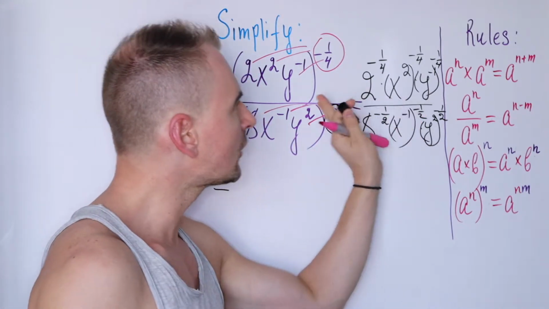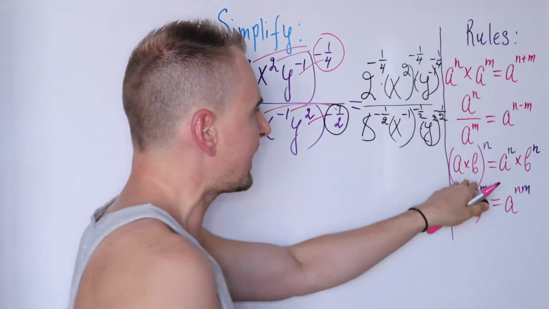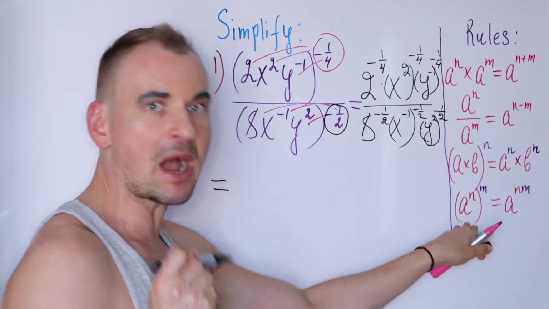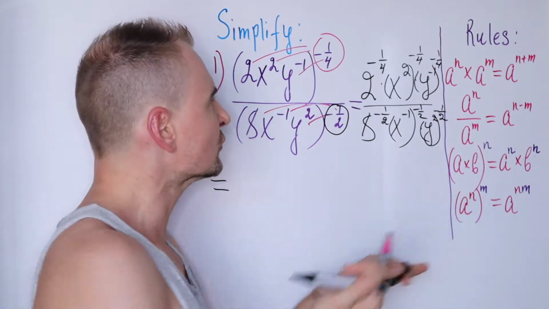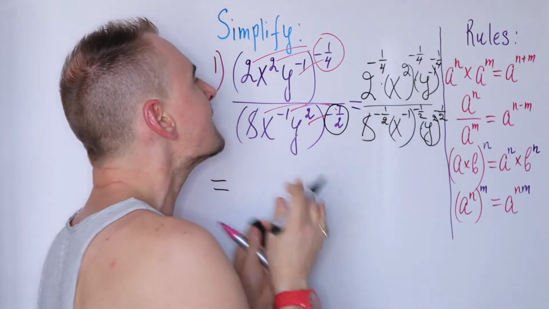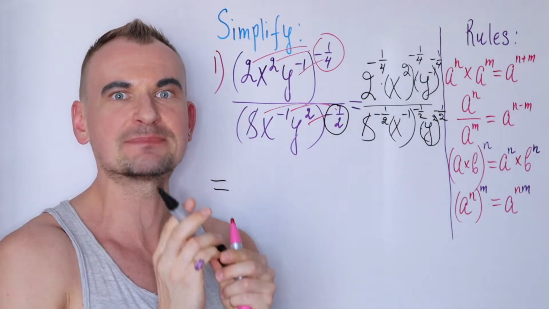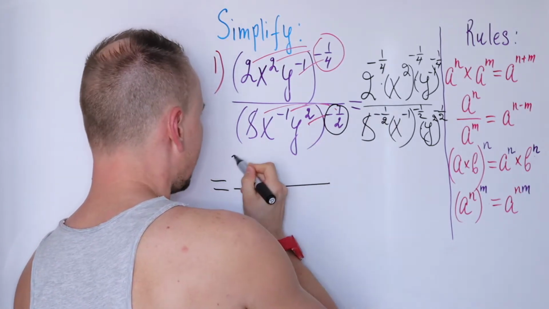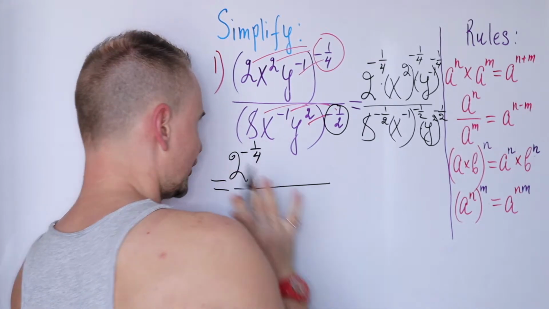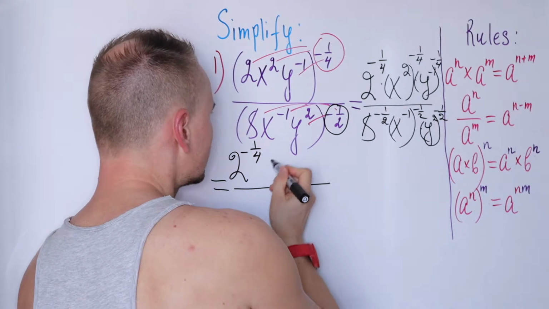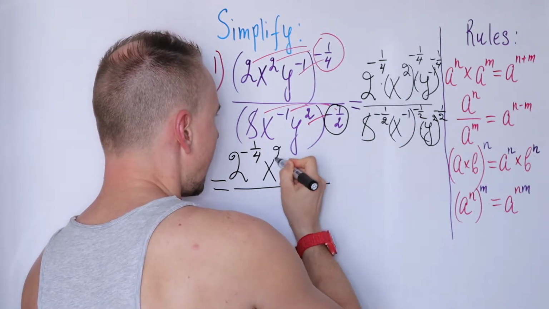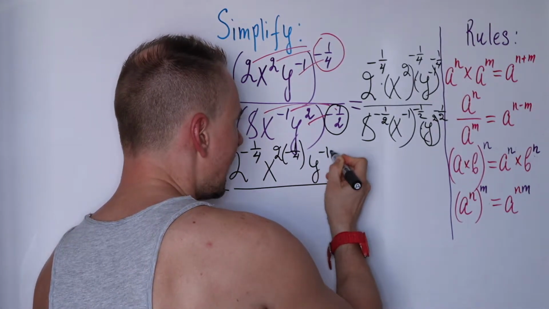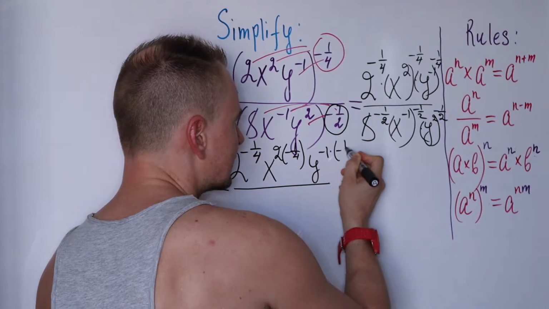Now, for the top and for the bottom, I could apply this power-of-a-power rule that I mentioned before. Since you have one power raised to another power, all you do is multiply these powers through. At this point I'm going to keep this 2 to the negative a quarter as is for now. Now I'm going to multiply this 2 by this negative a quarter, and also your y to the negative 1 gets multiplied by negative a quarter.